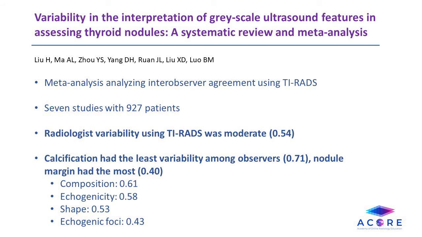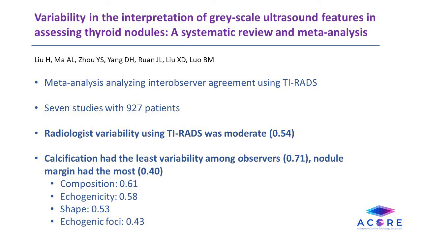And finally, in head and neck imaging, this article is a meta-analysis which looks at inter-observer agreement using TIRADS amongst radiologists. So they found 7 studies with 927 patients, and what they found was that variability among radiologists using TIRADS in ultrasound was moderate and quantified at 0.54.